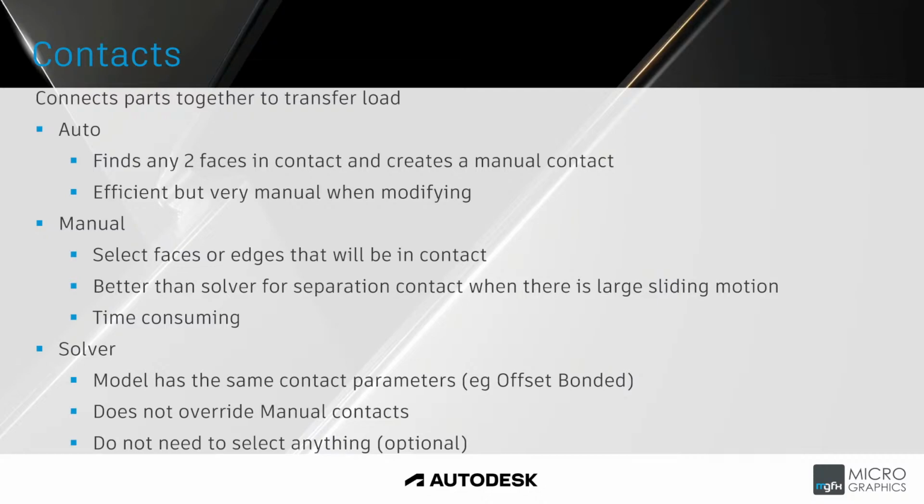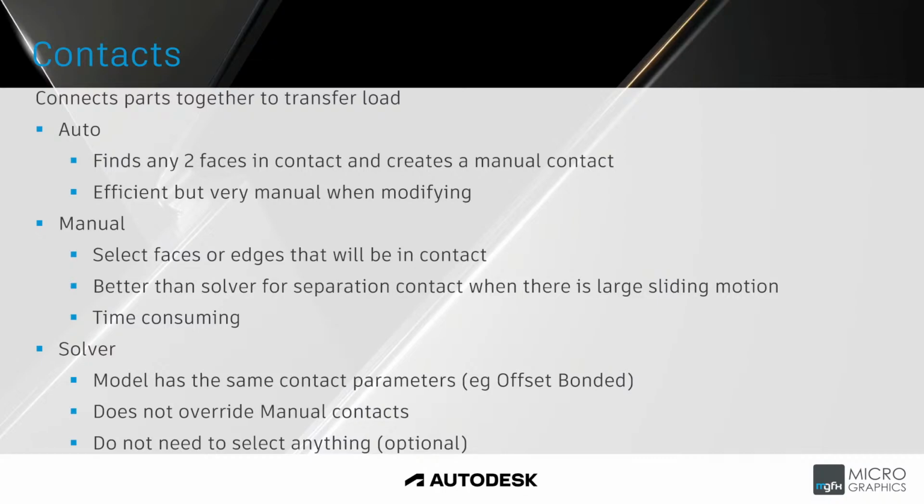Then you've got the manual one, which is selecting faces or edges that will be in contact with each other and saying exactly what it is. Is it bonded? Does it separate? Does it slide? It is better than the solver when there's a large sliding motion. I'll talk about the solver now, but this is also very time consuming. Is it more time consuming than the auto? Yes and no. In the auto, if I need everything to be bonded, I just do it once, it's done, and I can move on and run the simulation. But if after running auto I have to find all the different contacts and say maybe it's sliding or it separates, then it can take as much time as the manual does.